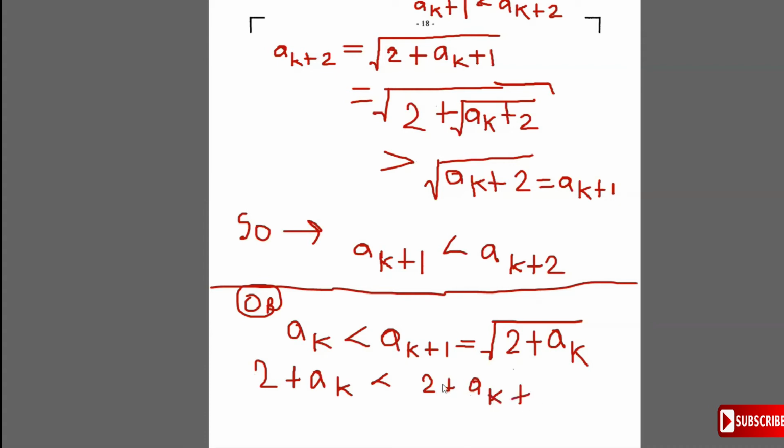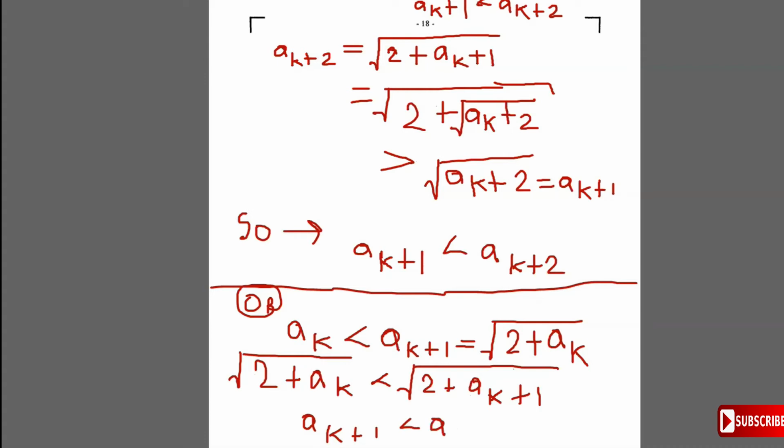And then you can take the square root of both sides. So the square root of 2 plus a_k is less than the square root of 2 plus a_{k+1}. But the square root of 2 plus a_k is just a_{k+1}. And so a_{k+1} is definitely going to be less than a_{k+2}.